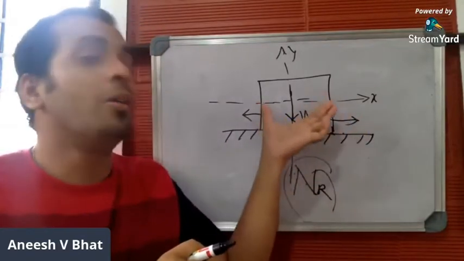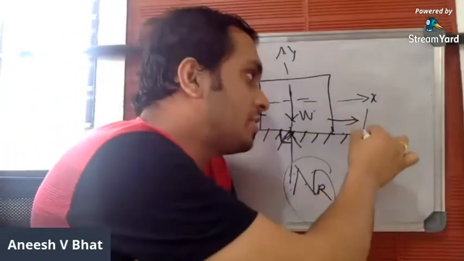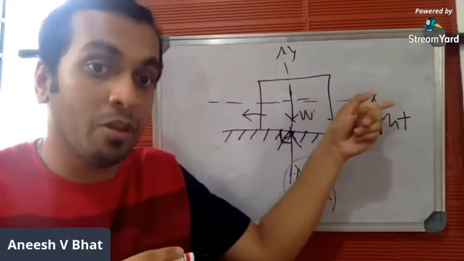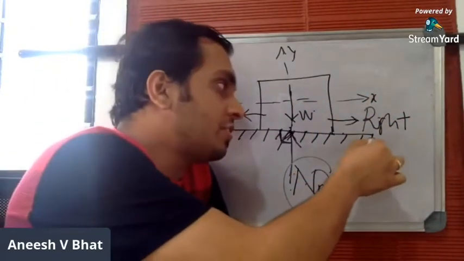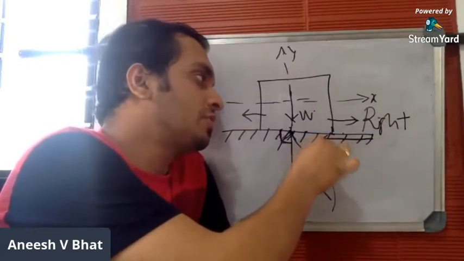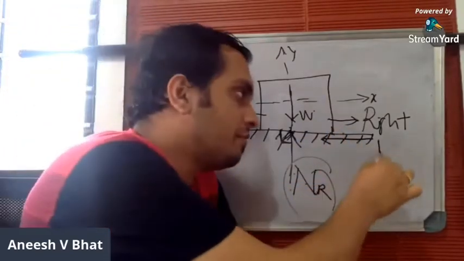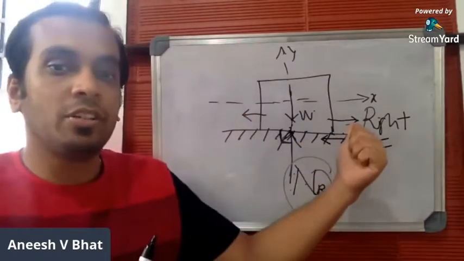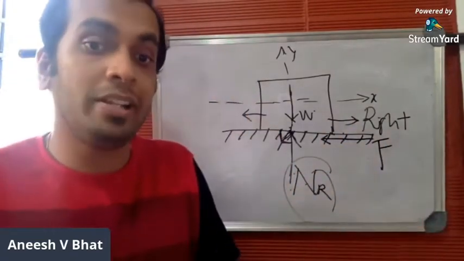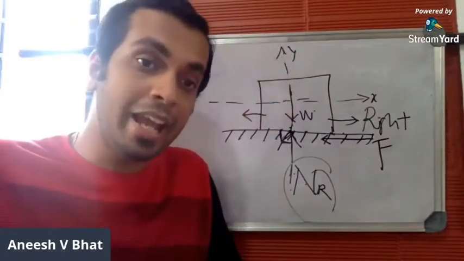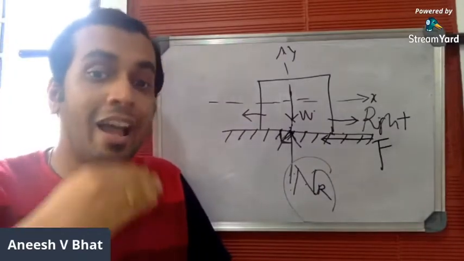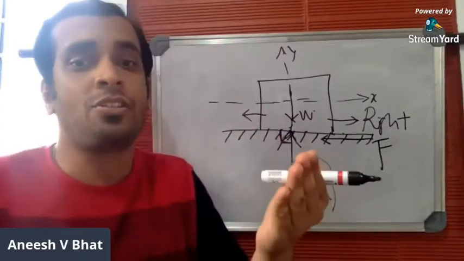Now, if the body moves horizontally to the right, the frictional resistance should act in a direction opposite to the direction of motion of the body. Frictional resistance will act horizontally to the left. We mark it as F. Frictional resistance should always be tangential to the surface. Normal reaction will be perpendicular to the surface, whereas frictional resistance will be tangential to the surface, acting opposite to the direction of motion of the body.